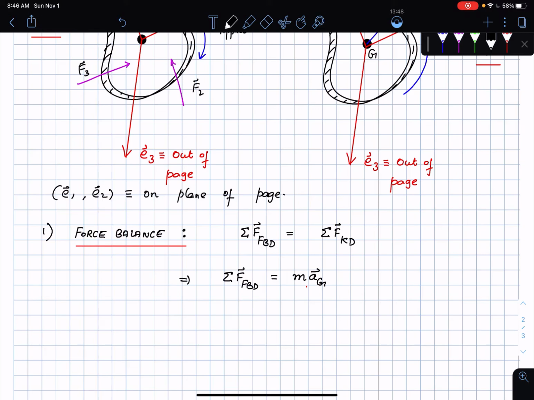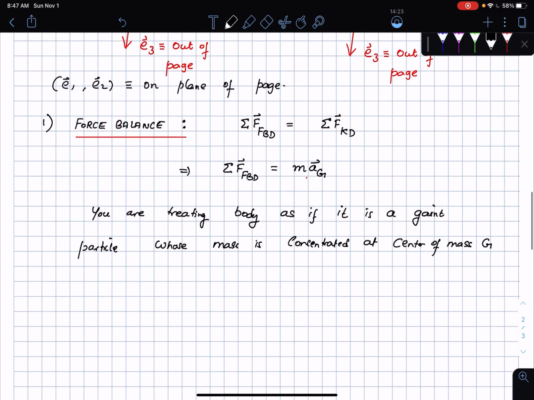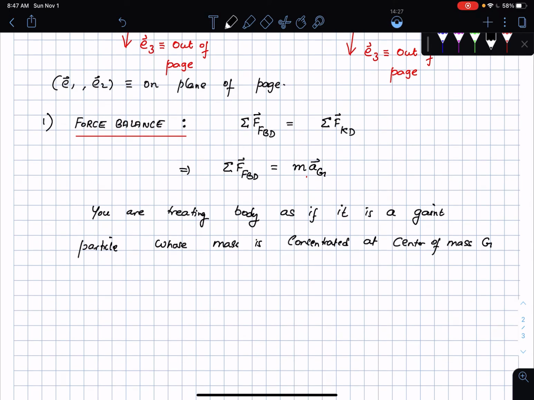So in this situation, you're treating the body as if it is a giant particle whose mass is concentrated at the center of mass G. This is essentially the meaning of this force balance equation. But then, in particles, we were very happy with just this one. That's because particles don't perform any rigid rotations. But a rigid body has a certain geometric dimension to it, which means that it also has to perform certain rotations. So we have to include that.